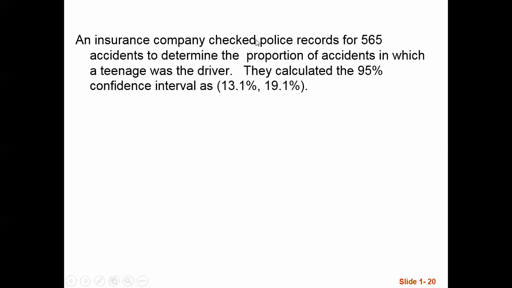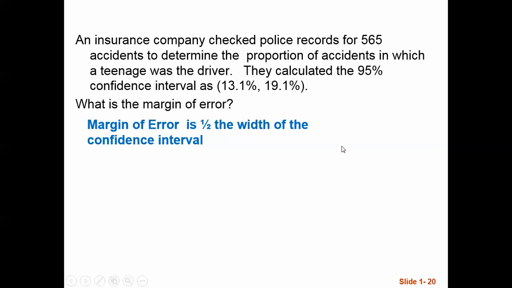An insurance company checked police records for 565 accidents to determine the proportion of accidents in which the driver was a teenager. They calculated the interval as 13.1 to 19.5. What's the margin of error? Okay, upper minus lower, half the width of the confidence interval, so 19.1 minus 13.1 divided by 2, 6%.